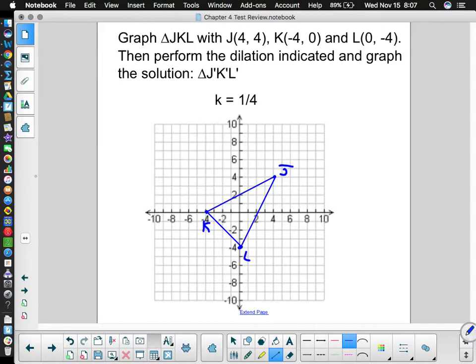Because 1/4 of 4, J prime is going to be where? At 1/4 times 4, which is 1, 1. K prime is going to be at negative 1, 0, sorry. Because 1/4 of negative 4 is negative 1. And L prime is going to be down here. And again, we draw it, we label it carefully, and we graph it, and we should see something that looks very similar, just smaller.